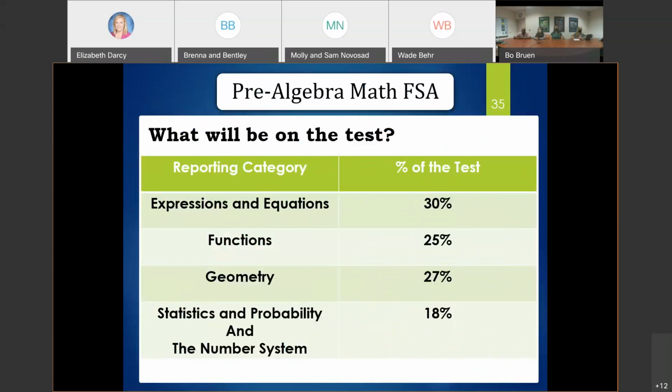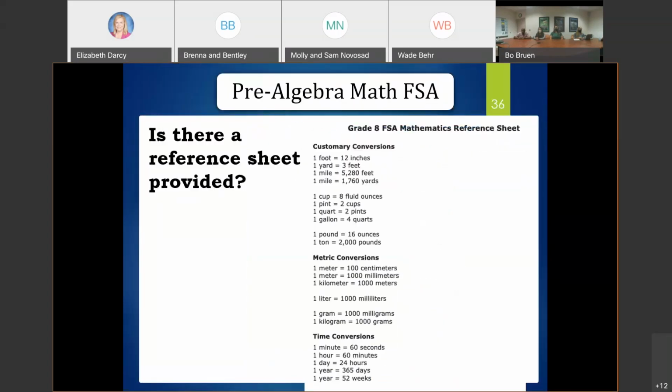Reporting categories are expressions and equations, functions, geometry, and then we have statistics, probability, and the number system. It will also have a reference sheet with conversions that they can use on the test.